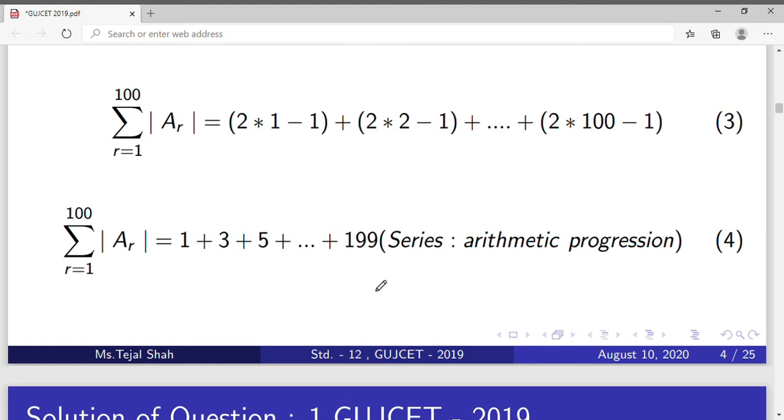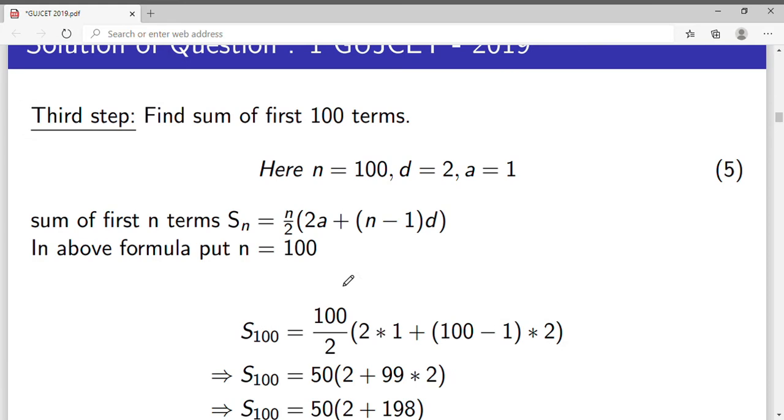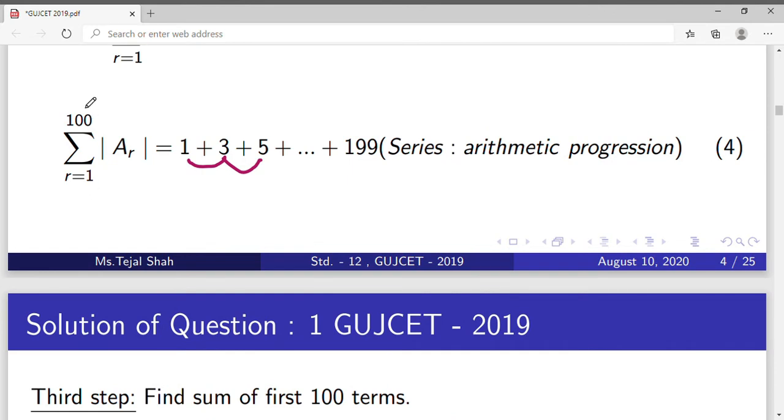If you observe the pattern of this series, the difference between two consecutive terms, 3 minus 1, is 2. Again 5 minus 3 is 2. So the difference between two consecutive terms remains the same. That's why this series is known as an arithmetic progression. In earlier standards, you already discussed how to find the sum of the first n terms if the series is in arithmetic progression. Here r varies from 1 to 100, so the number of terms is 100. The common difference d equals 2, and small a is the first term.